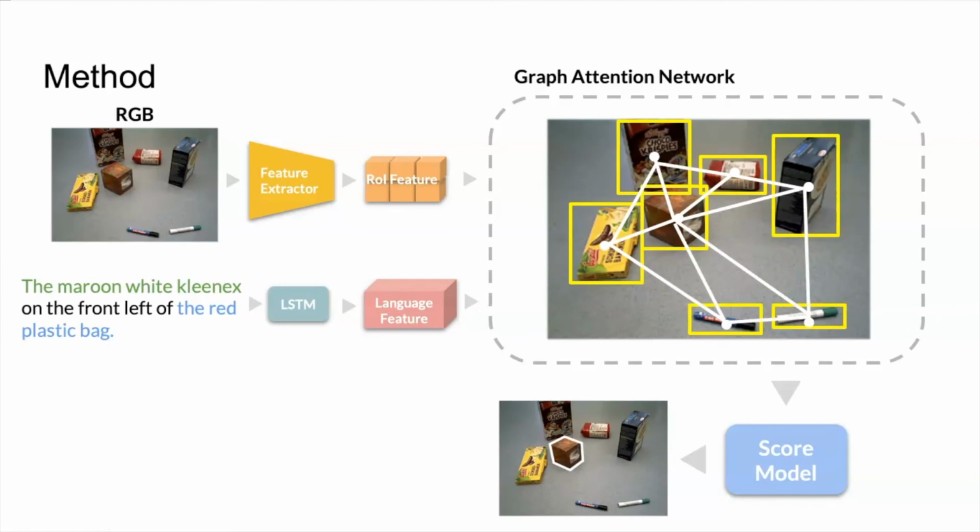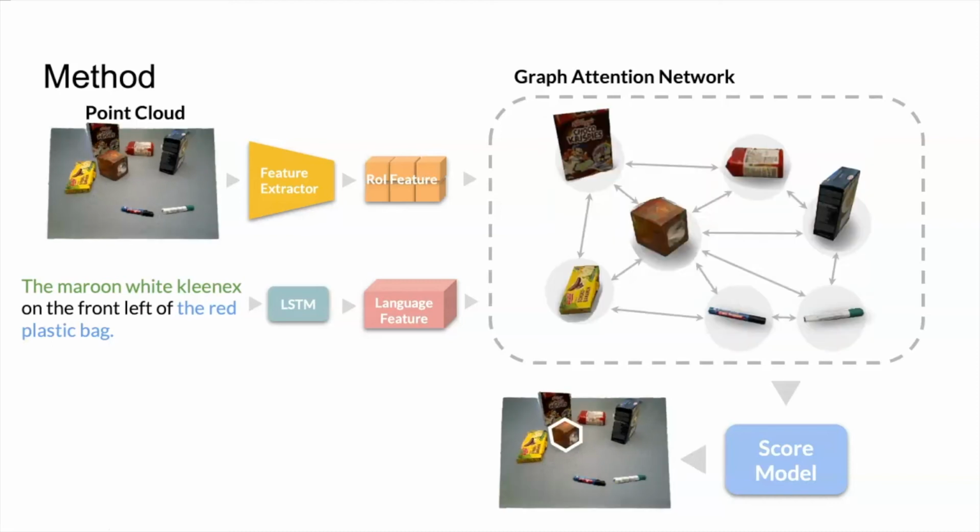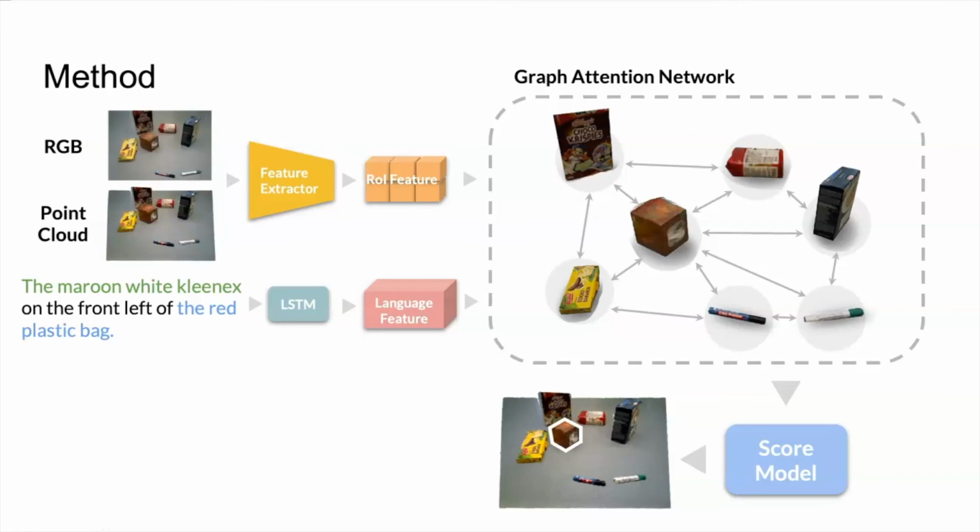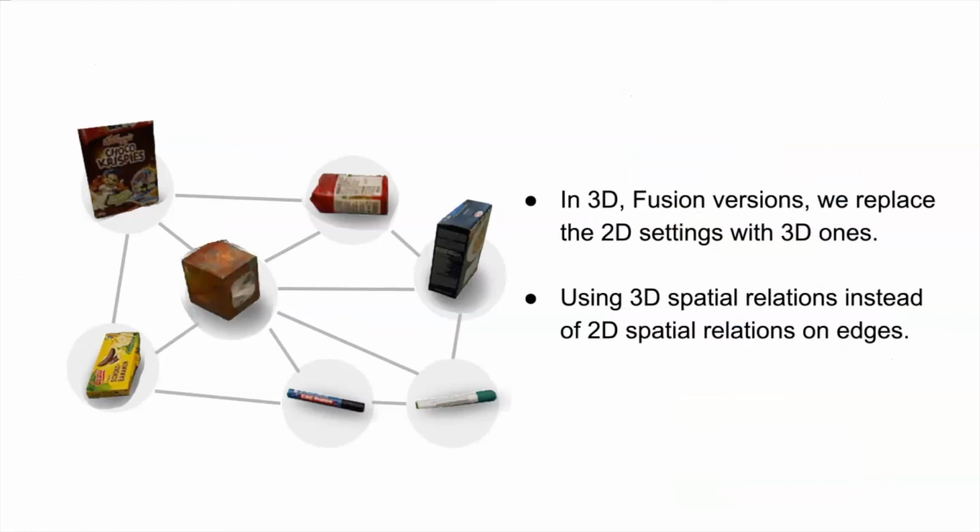In 2D setting, we take an image and the referring expression as input and follow the same settings in DGA to predict the 2D mask for the target object. In 3D setting, we change our input from image to point cloud and predict the 3D mask for the target object. In Fusion setting, we combine the image and point cloud as the input and keep the same settings from the 3D version. As for the graph in 3D and Fusion model, we replace the information on the edge with the 3D bounding box and the ROI feature.